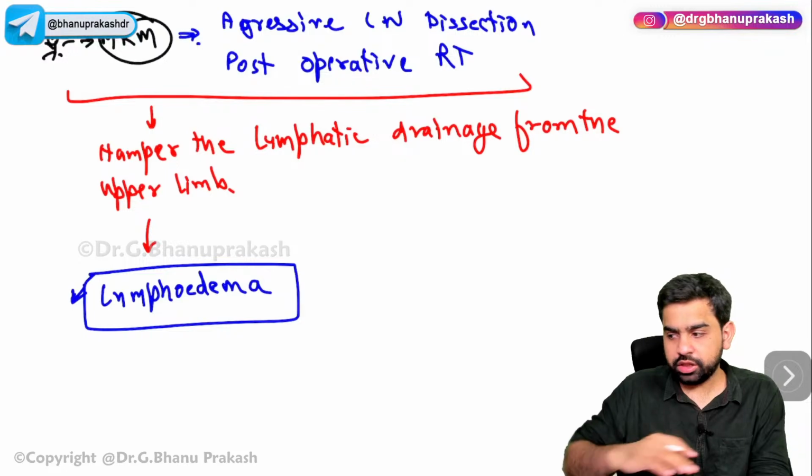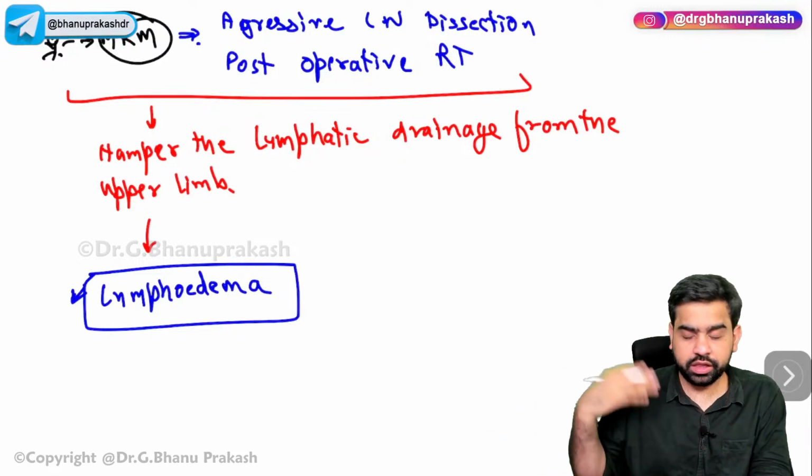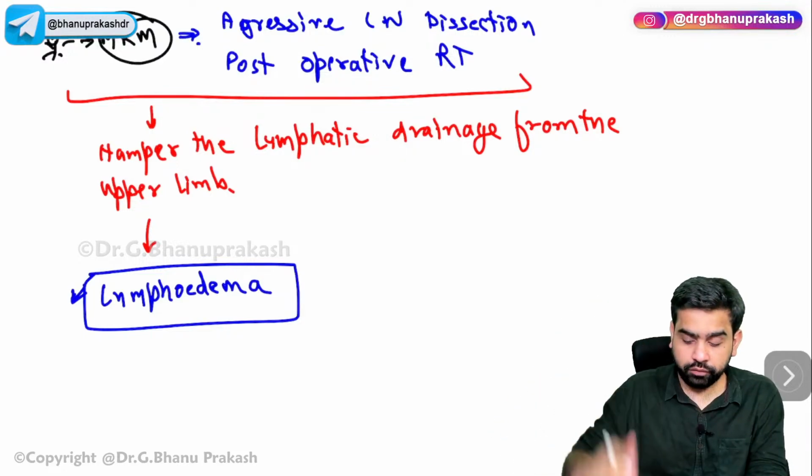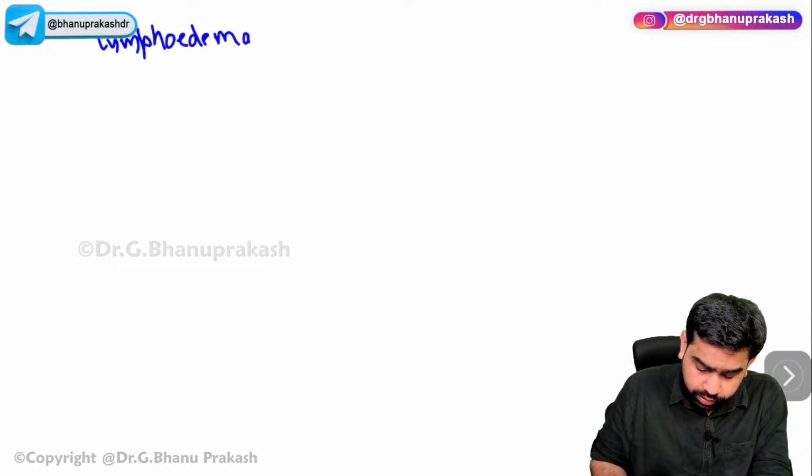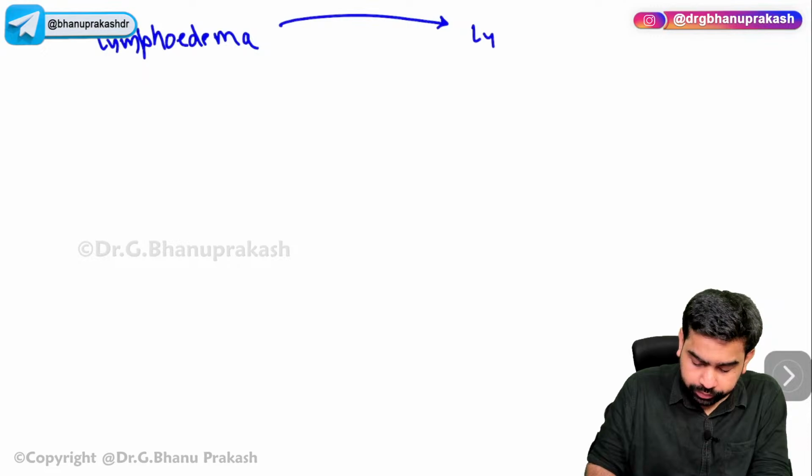So what is lymphedema? This is basically having normal looking skin, and this is present for a prolonged period of time. Now let me tell you about the transformation of the lymphedema to a lymphangiosarcoma.